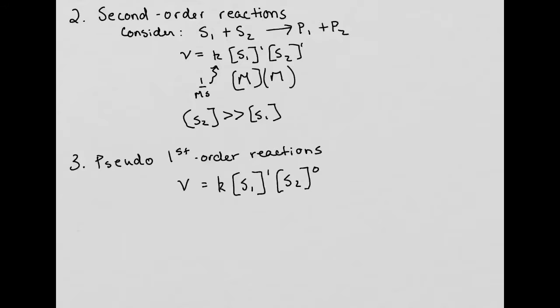and in order to just indicate then that this is a pseudo first order equation, we usually just put a little prime on the rate constant. And this just allows for that simplification that because S2 is present in such high concentration, it doesn't change to any appreciable extent as the reaction proceeds. So we like those pseudo first order simplifications.